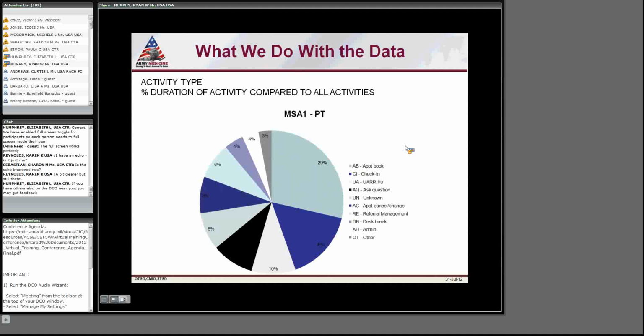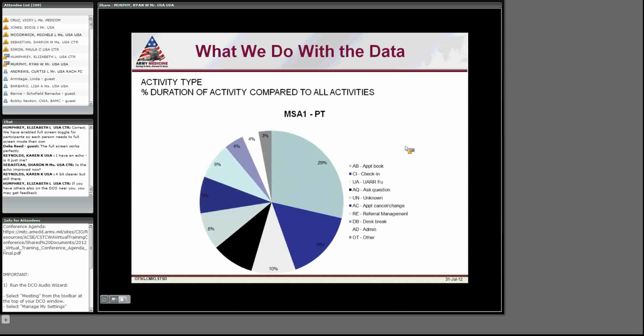For this particular MSA, you can see booking appointments takes up about 29% of this person's time. They actually do a lot of check-ins. The check-in process itself only takes about 10-15 seconds per check-in, even though they're doing a lot of them. The booking process takes a long time. So if they want the patients to book appointments as they're leaving, they need to make sure that it doesn't impact checking in patients.